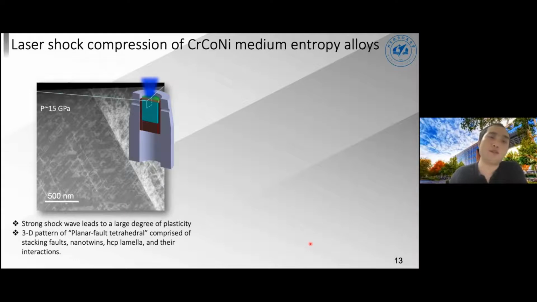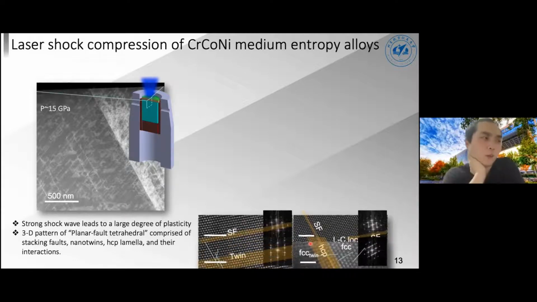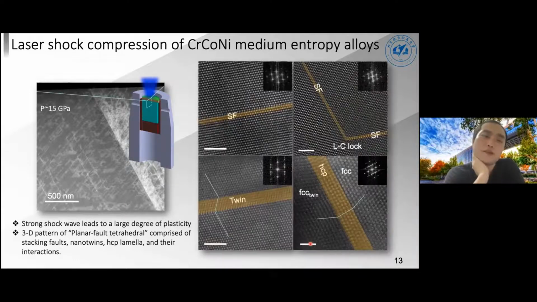If you go to higher resolution, you can resolve the atomic image of these deformation features. Sometimes it's a stacking fault, sometimes stacking fault intersections leading to a so-called Lomer-Cottrell lock. Sometimes you have a nanotwin, and sometimes you have an HCP lamella. This means the material has undergone an FCC to HCP phase transition, which is similar to the TRIP effect in some high manganese steels.